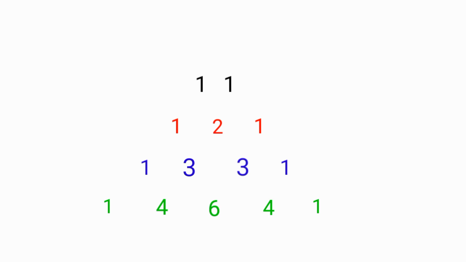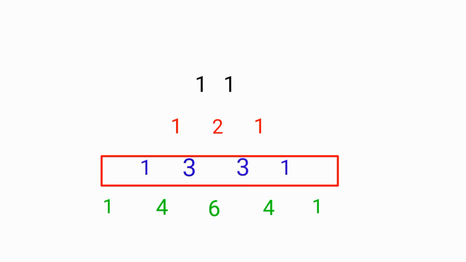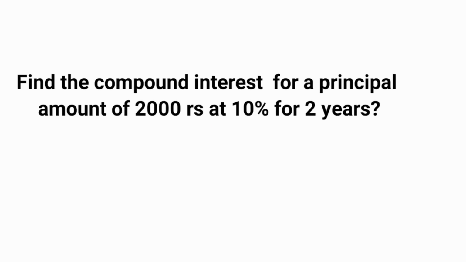Now, the question is how to relate this Pascal's triangle to find the compound interest. For that, what you have to do is, if you are asked to find out the compound interest for 2 years, take the numbers corresponding to the second row, that is 1, 2, 1. Suppose if the question is to find out the compound interest corresponding to 3 years, take the third row of the Pascal's triangle. Let's do one problem.